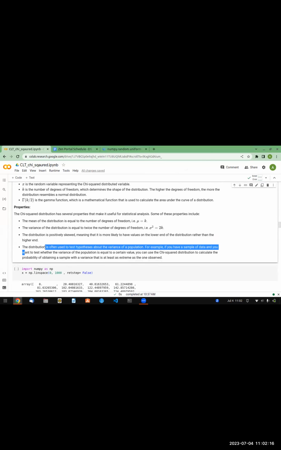The chi-square distribution is often used to test hypotheses about the variance of a population. For example, if you have a sample of data, you can test whether it fits a distribution; this is called a goodness of fit test. Suppose you have unknown data and you don't know whether it is normal or exponential. You can use the chi-square distribution technique. Suppose you think the data may follow a normal distribution but you are not sure. You can do a chi-square test, called the goodness of fit test, to confirm whether your data is actually following a normal distribution or not.